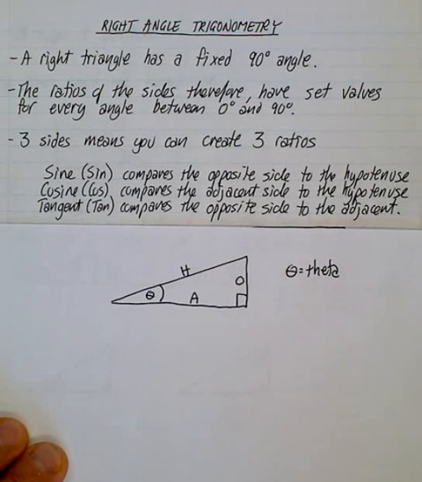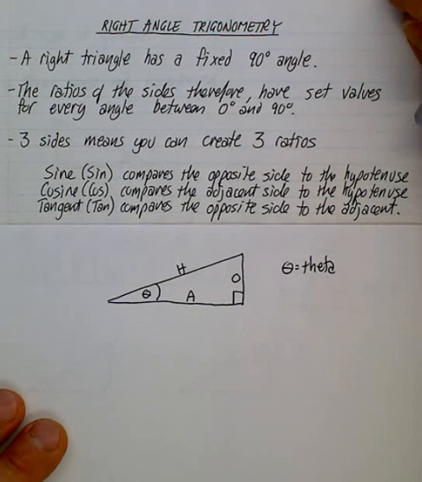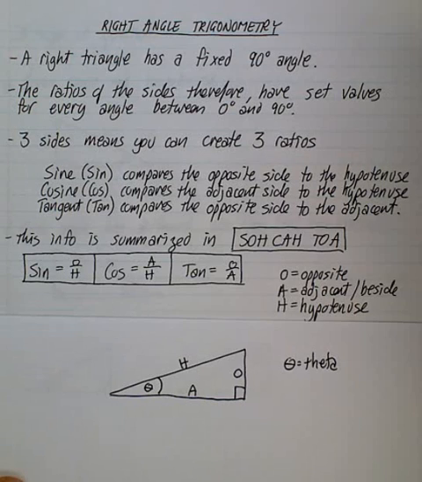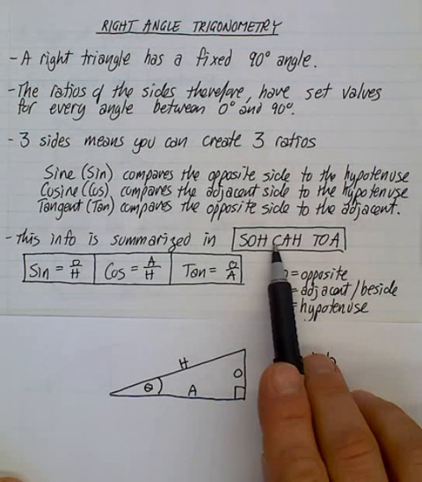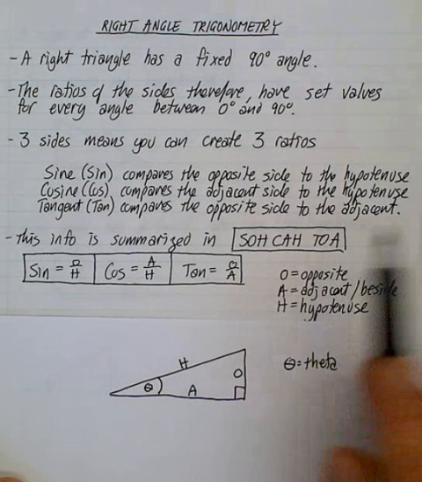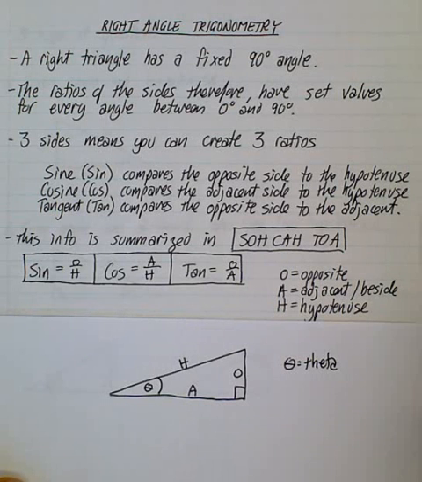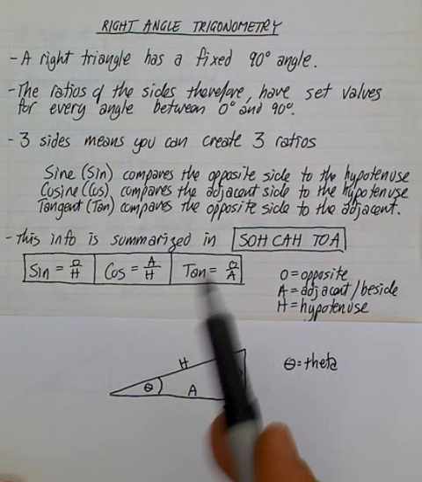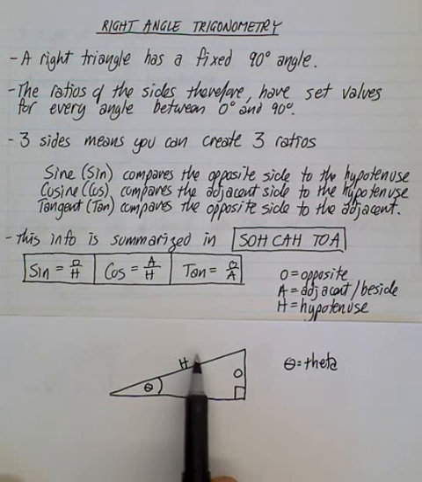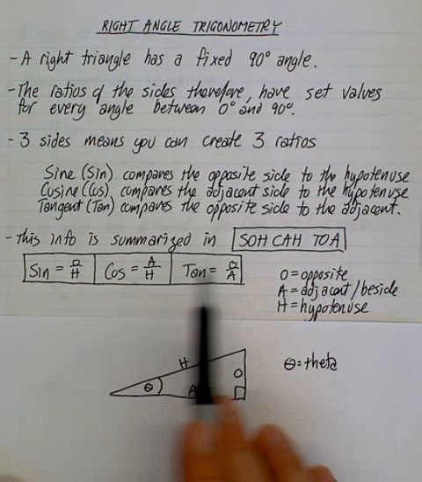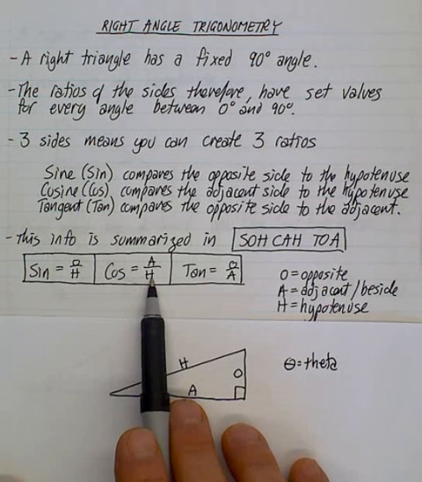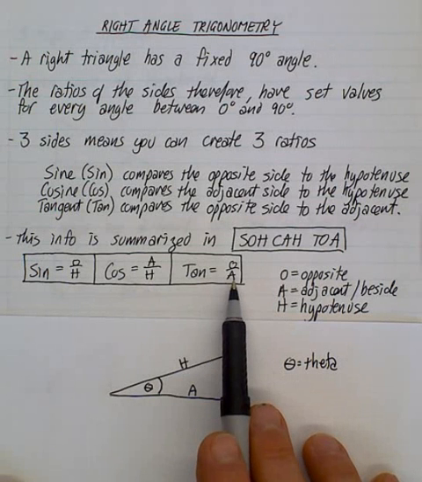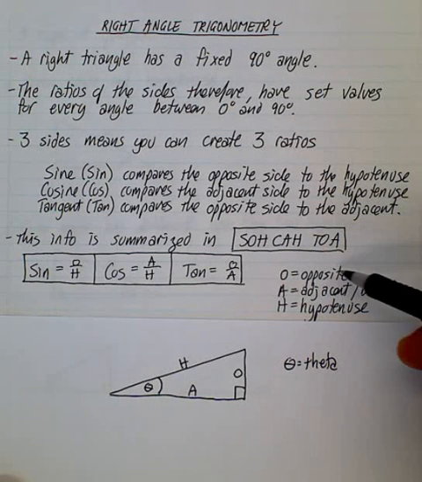Now that's quite a bit of information, but we have a way to summarize that, and we summarize it in this little statement here, SohCahToa. If you've seen that before, you've probably used it. If you haven't, this is what it means. It means that the sine trig ratio compares the opposite to the hypotenuse, like we discussed. Cosine is adjacent over hypotenuse, and tangent is opposite over adjacent.